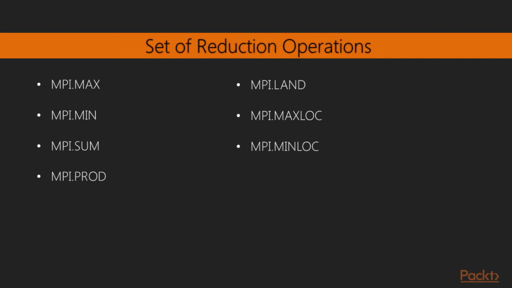Some of the reduction operations defined by MPI are: 1. MPI.MAX. This returns the maximum element. 2. MPI.MIN. This returns the minimum element. 3. MPI.SUM. This sums up the elements. 4. MPI.PROD. This multiplies all elements. 5. MPI.LAND. This performs a logical operation across the elements. 6. MPI.MAXLOC. This returns the maximum value and the rank of the process that owns it. 7. MPI.MINLOC. This returns the minimum value and the rank of the process that owns it.